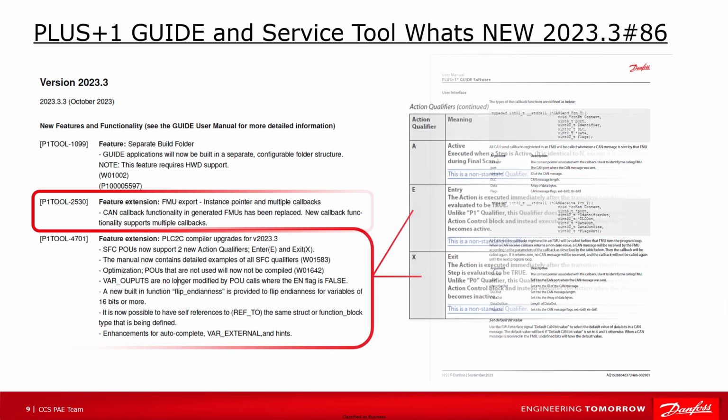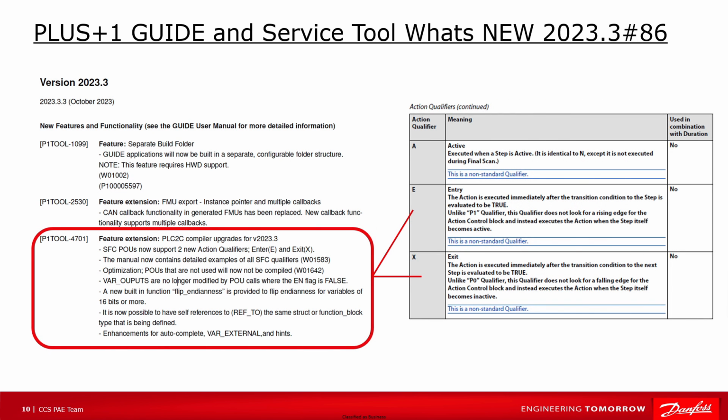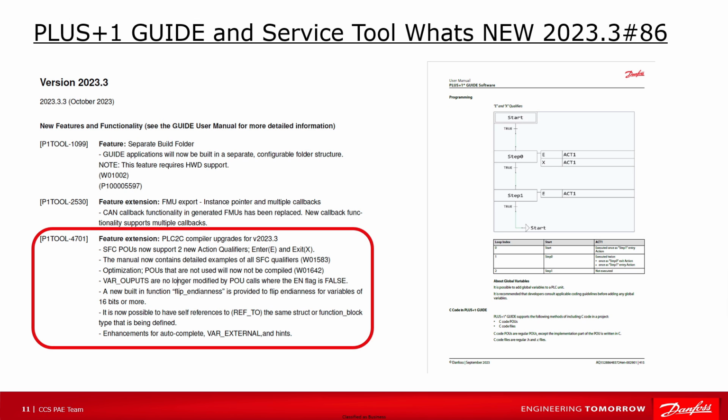Next feature extension is PLC2C compiler updated. For the PLC language sequential function charts written in a PLU, two additional non-standard action qualifiers, entry and exit, have been added. Both new actions, entry and exit, are executed immediately after the transition condition to the step is evaluated to be true, without any rising or falling edge for the action control block, and execute the action when the step itself becomes active. The new and all other action qualifiers for SFC have been updated in the manual, showing some useful examples.